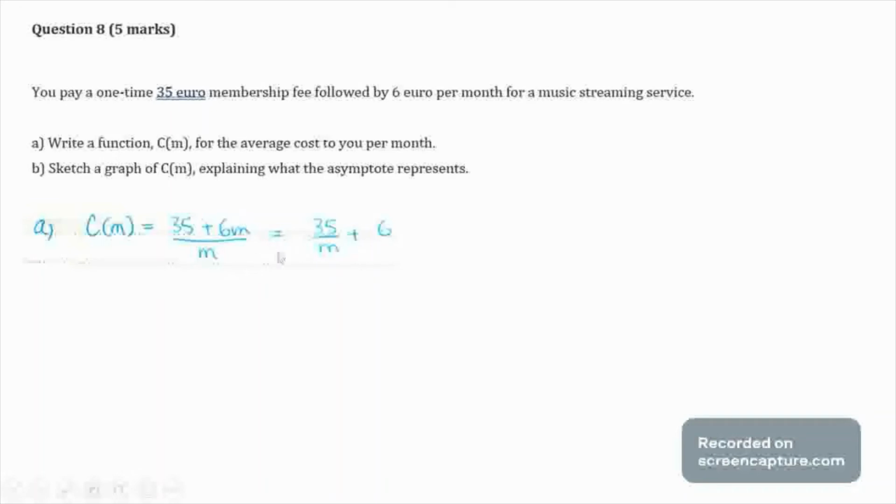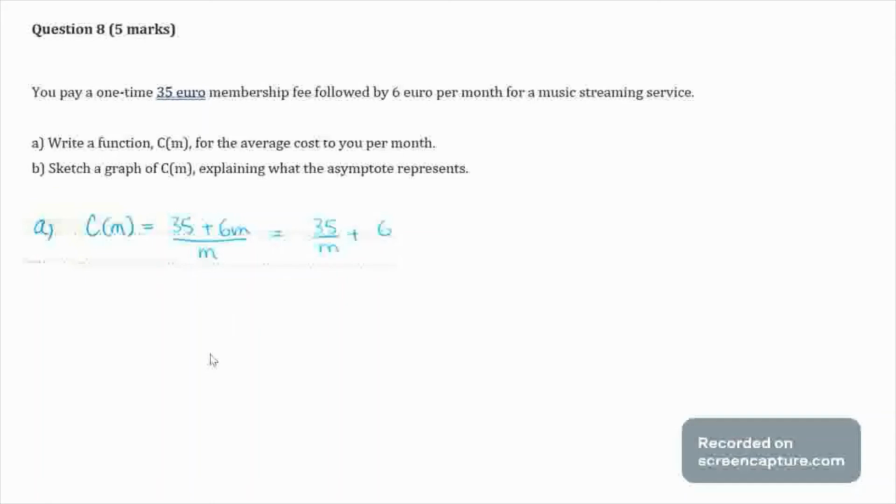Now that we have this, we can sketch it. We should know how to sketch rational functions. With rational functions, we first look at the denominator. That gives us our vertical asymptote, right? But we can also find more. But what about x and y intercepts?